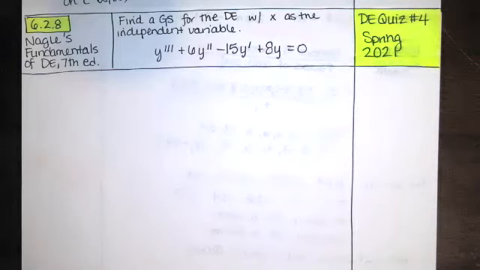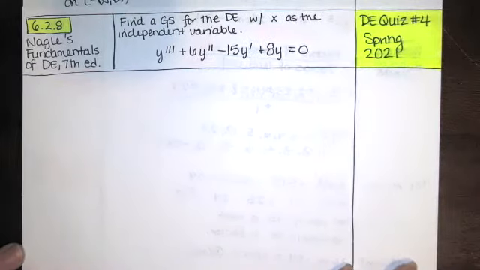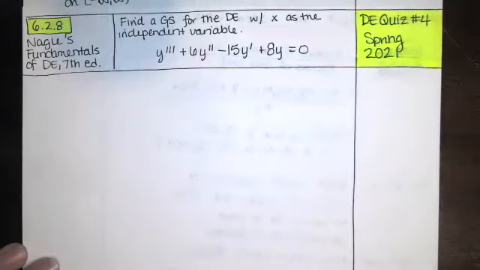In this video, we solve problem 6.2.8 from Nagle's Fundamentals of Differential Equations, 7th edition. We're asked to find a general solution for the differential equation with x as the independent variable. We have a third order differential equation here, and it has constant coefficients and it's homogeneous.